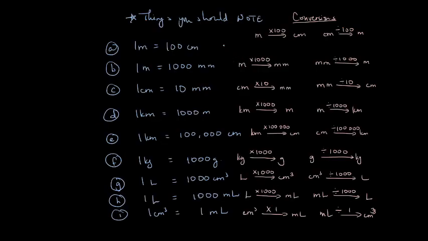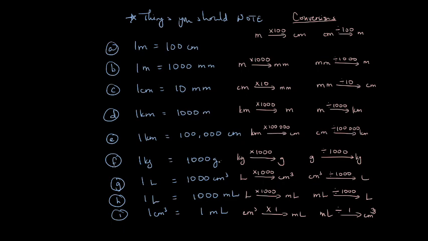These are some things you should note. Write them down in your books so that you have them forever. Note that 1 meter is equivalent to 100 centimeters. 1 meter is also equivalent to 1,000 millimeters. 1 centimeter is equivalent to 10 millimeters. 1 kilometer is equivalent to 1,000 meters. 1 kilometer is equal to 100,000 centimeters.